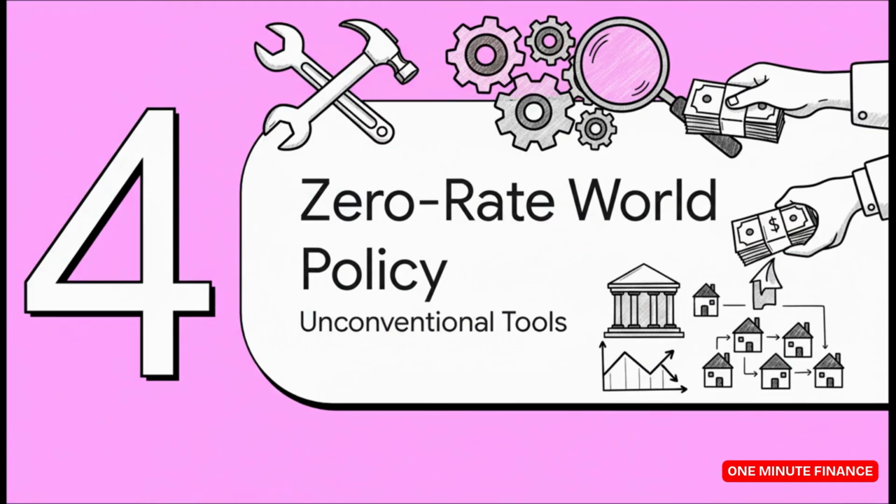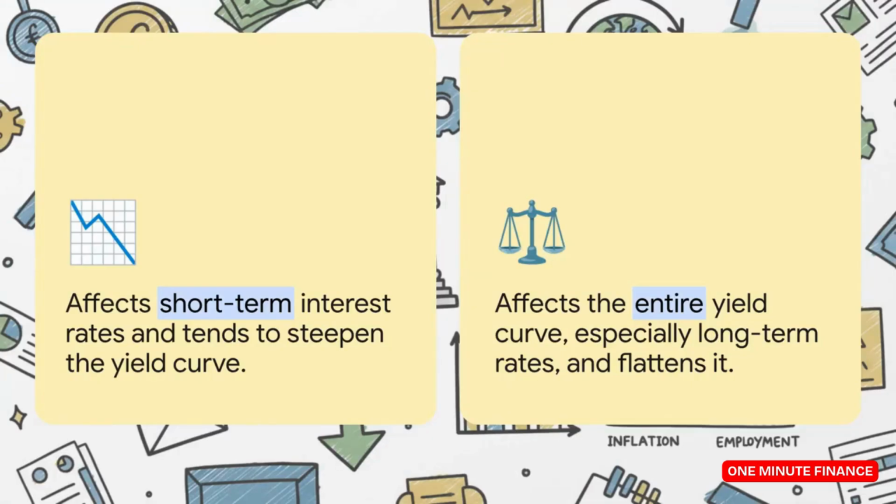So let's take a look at the new tools in the toolbox, especially the most famous one, quantitative easing, or QE. This comparison really shows the difference perfectly. A normal rate cut? It mostly affects short-term rates, what you'd pay in a loan today. QE is totally different. It's designed to influence the entire yield curve. That is, interest rates across all different time horizons, especially the long-term ones, like the rate on a 10-year government bond. It's about changing the price of money not just for today, but for years into the future.